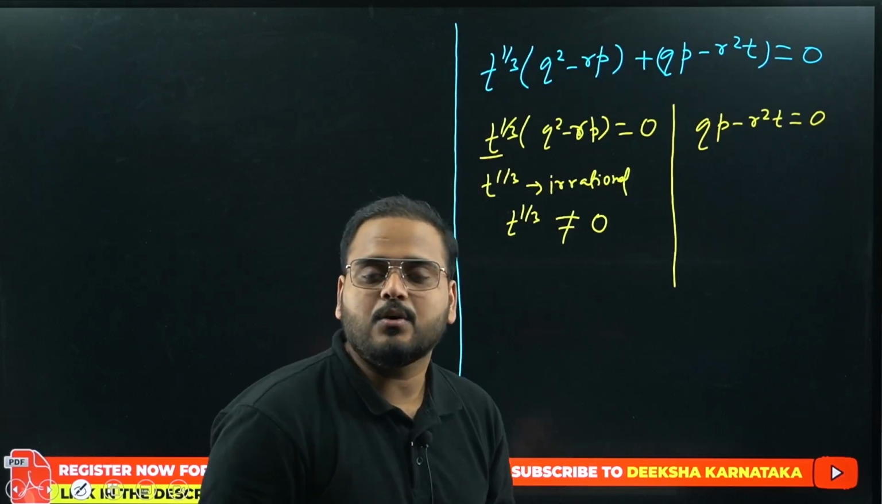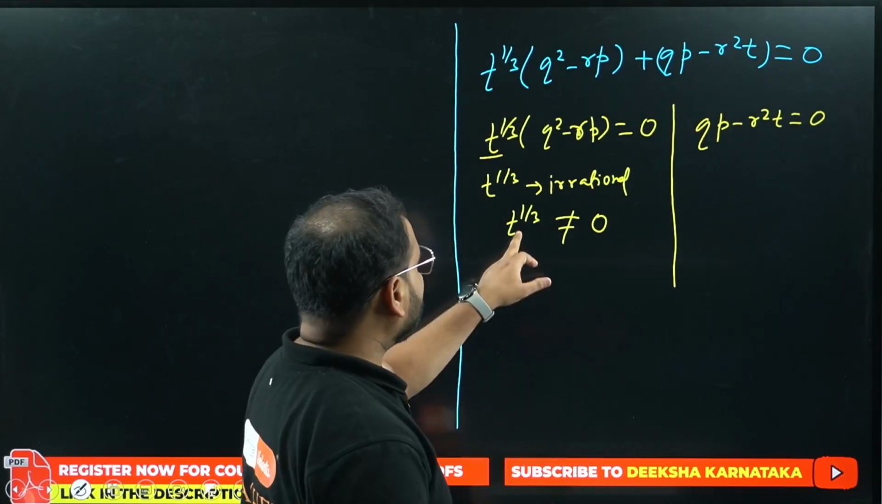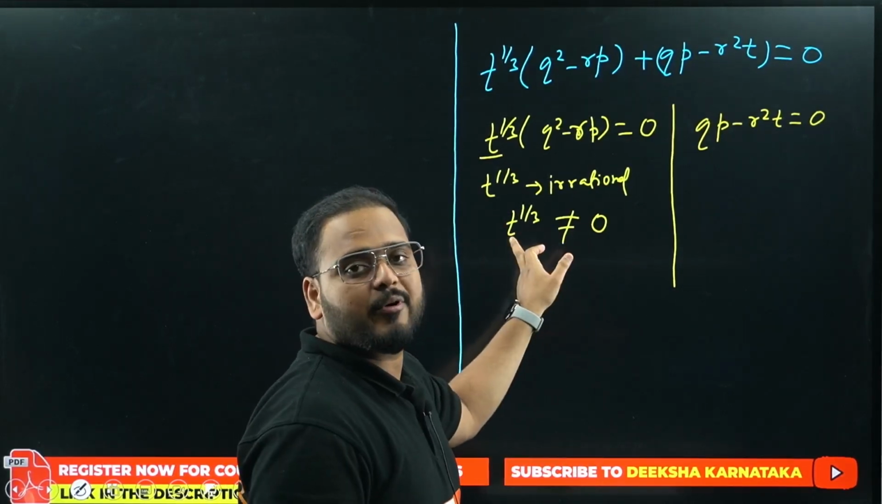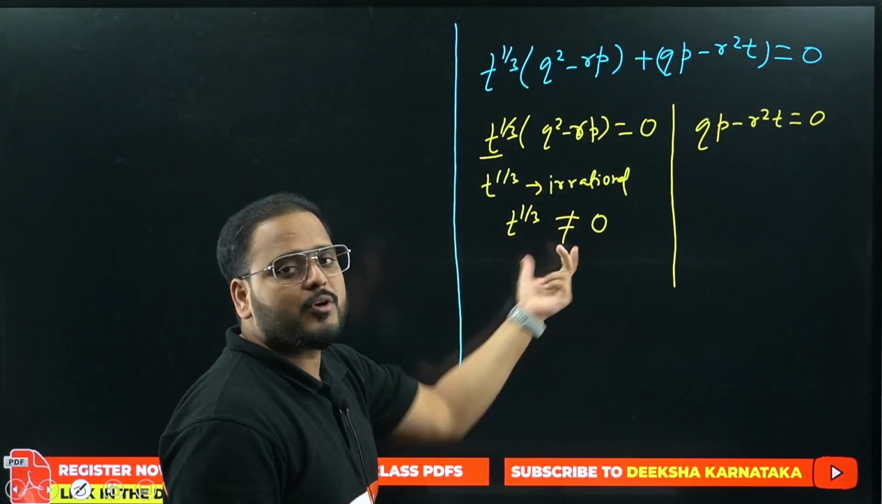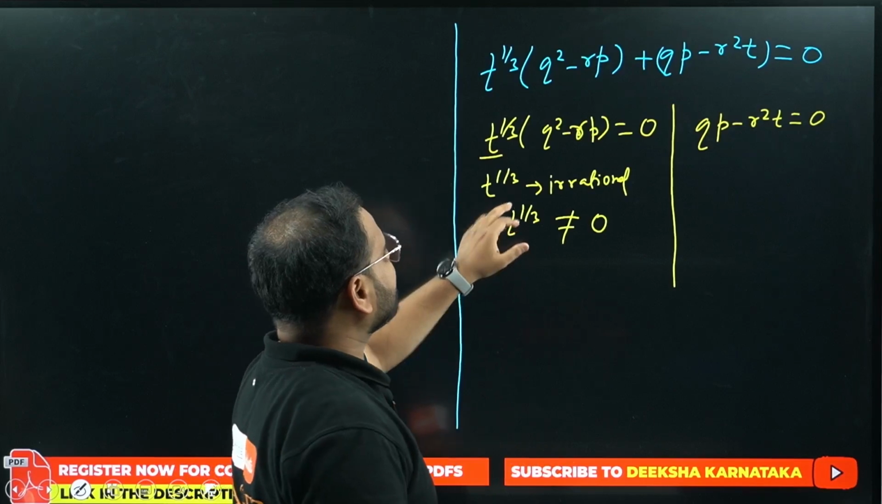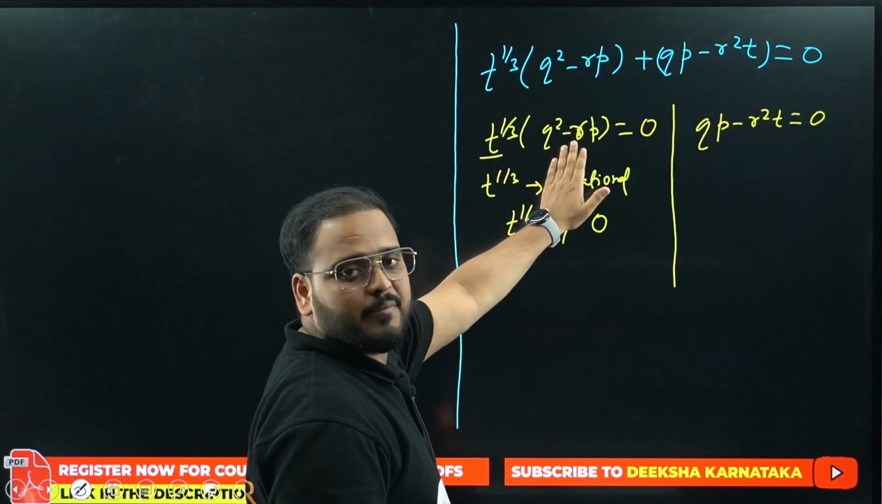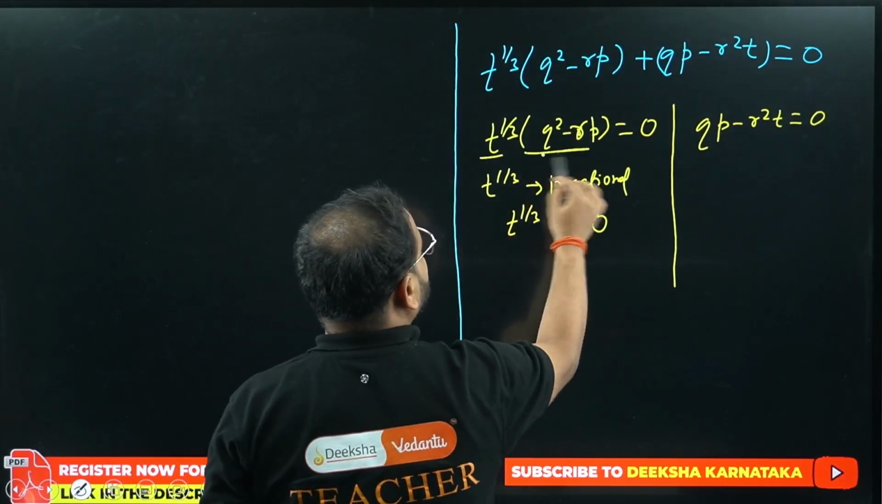0 by 1 I can write, no? So 0 is a rational number. But t power 1 by 3 cannot be equal to 0 because t power 1 by 3 is an irrational number. I hope you get it. Okay, an irrational number can never be equal to 0. Okay, so for that reason, this is not 0. It means the other bracket will be 0. So q square, this whole thing has to be equal to 0.